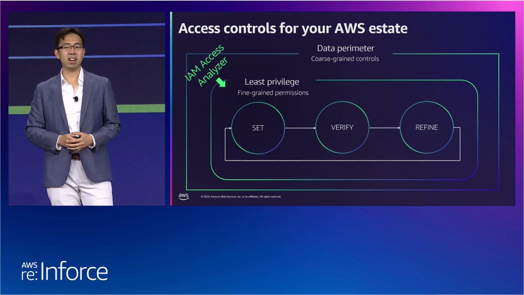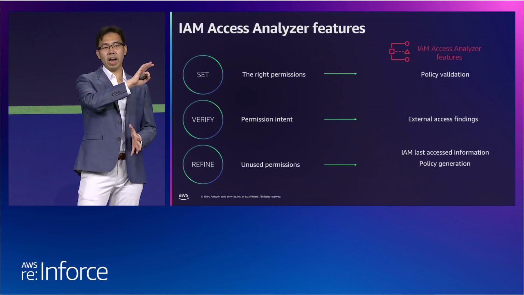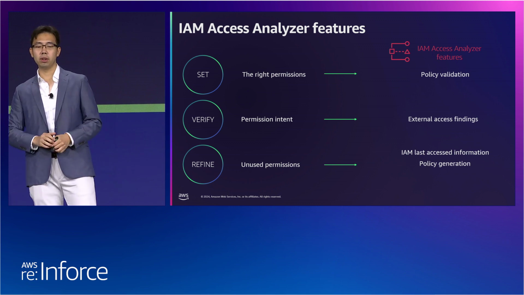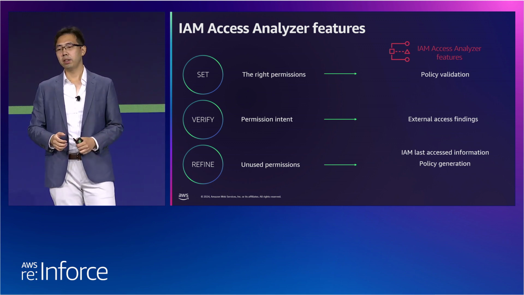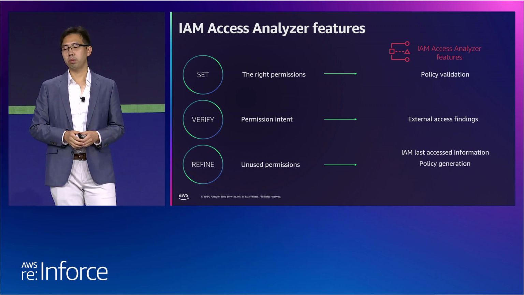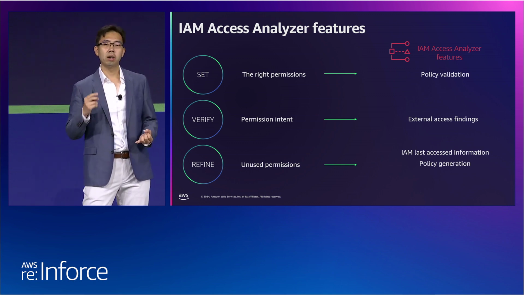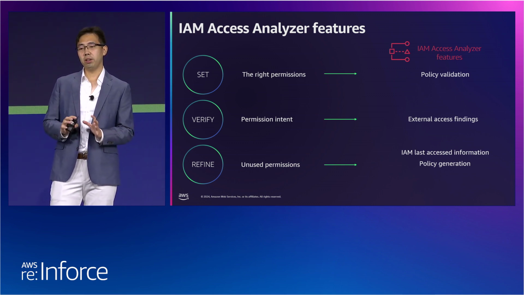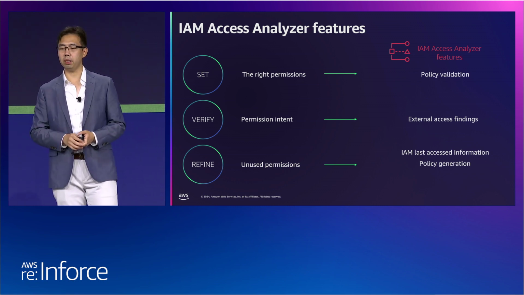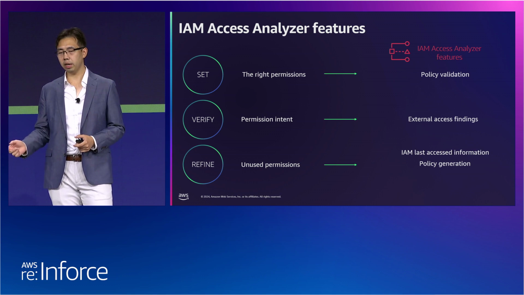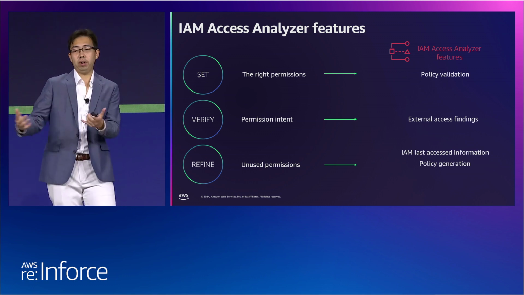Let's dig more into Access Analyzer features. We have features broadly categorized into those 3 buckets. If you want to set the right permissions, you can use policy validation. These are better known as default policy checks. Every time you go into your console and want to write a JSON, policy validation checks if it complies with AWS policy grammar. And in the verify portion, you want to make sure that whatever you write is actually what you intend.